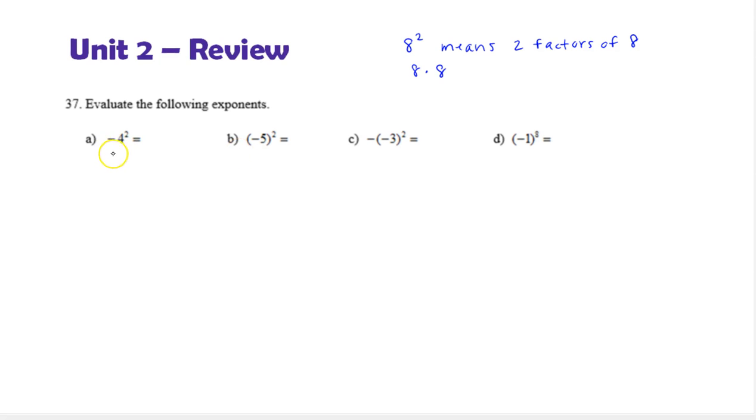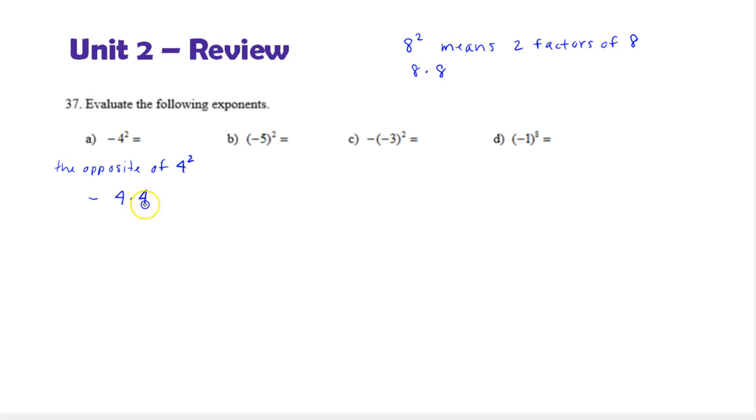For A, I want to write this out in words. This is the opposite of 4 to the second power. So notice this sign right here, which you might want to say negative, but we're going to say the opposite because the 4 is not negative. The 4 is being squared first in the order of operations because we do exponents first, and the opposite is like multiplication. We do that after exponents. So we want the opposite of 4 squared.